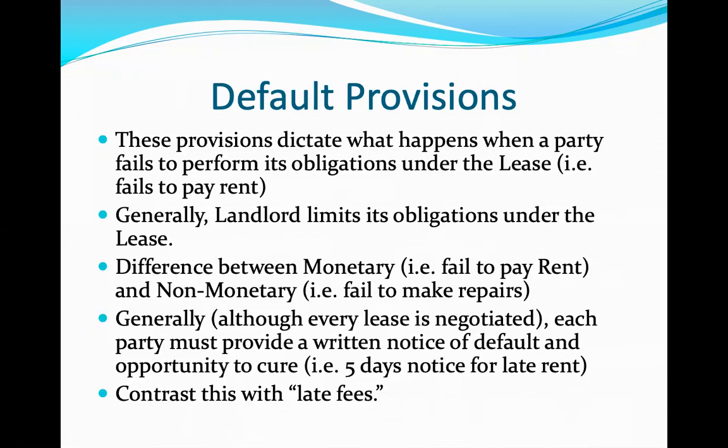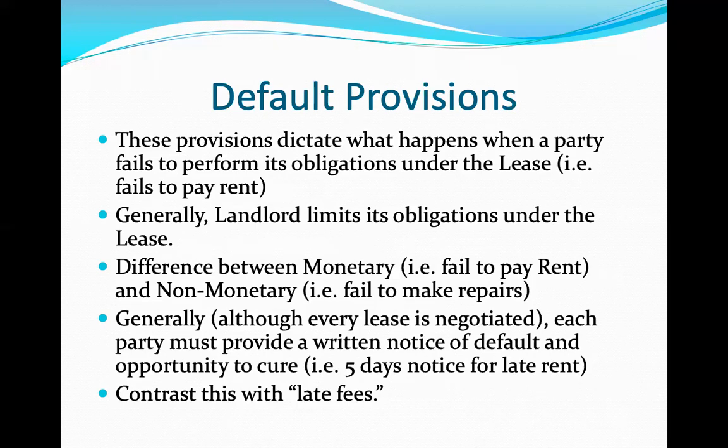And generally speaking, when we're talking about this issue, a landlord will limit their obligations under their lease. So generally speaking, as a tenant, you have all the responsibilities under the lease. We've had another presentation, and we're going to have future presentations, on evictions and defaults under leases. Generally, there's a difference between a monetary default and a non-monetary default, and your particular state law will have different provisions for each.